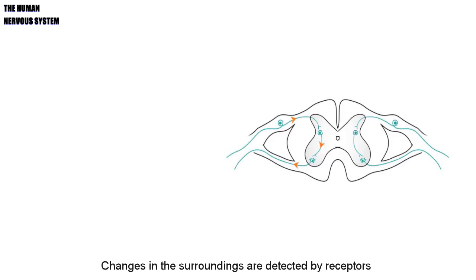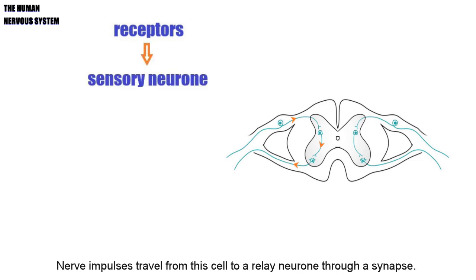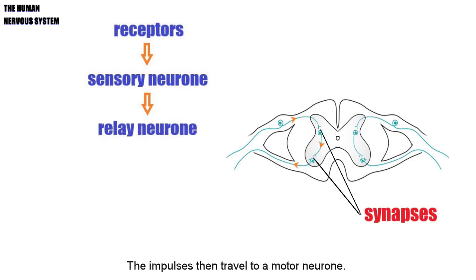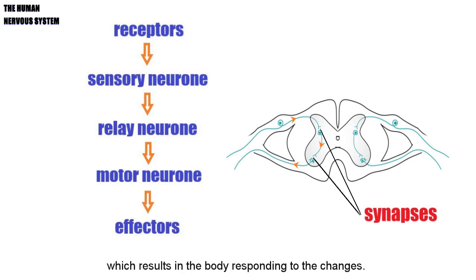Changes in the surroundings are detected by receptors, which generate an impulse in a sensory neuron. Nerve impulses travel from this cell to a relay neuron through a synapse. The impulses then travel to a motor neuron. Finally, the nerve impulse is passed to an effector, which results in the body responding to changes.